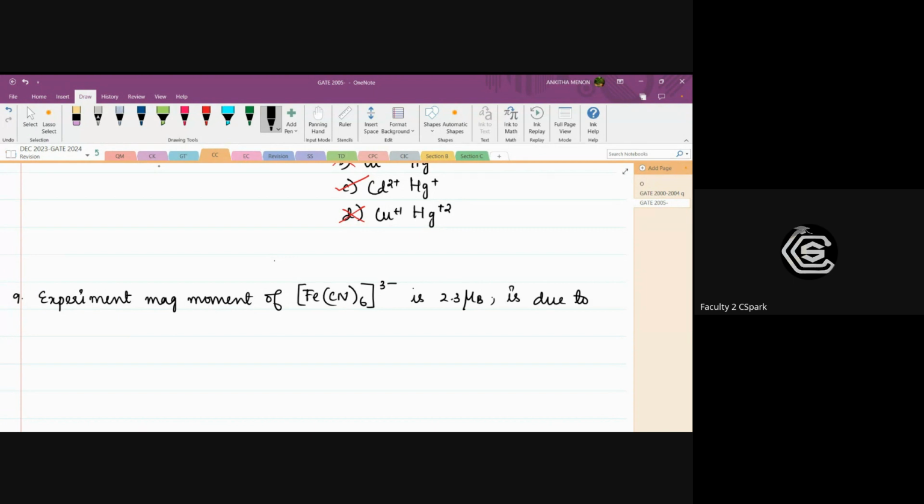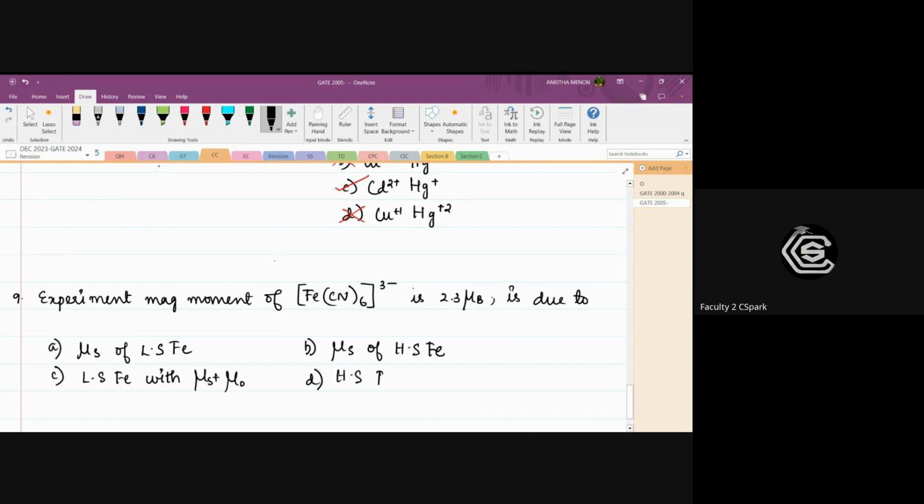Option A, spin only value of low spin ion. Option B, spin only value of high spin ion. Option C, low spin ion with mu S plus mu L. Option D, high spin ion with spin and orbital contribution, spin magnetic moment and orbital magnetic moment. What do you think?